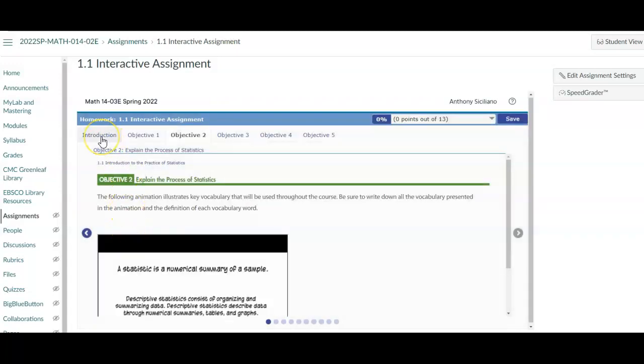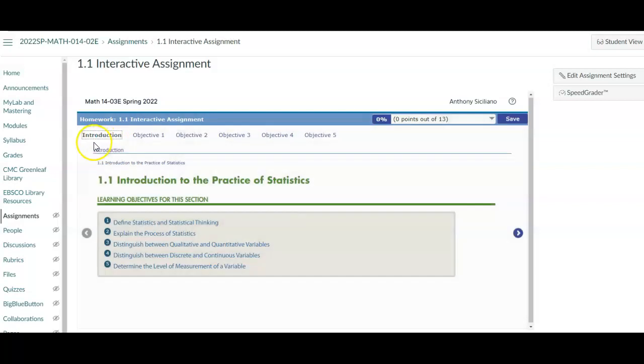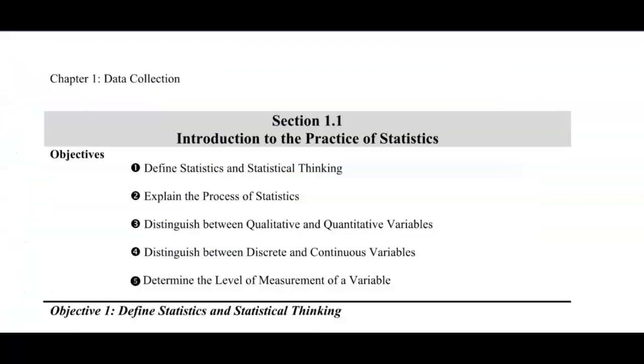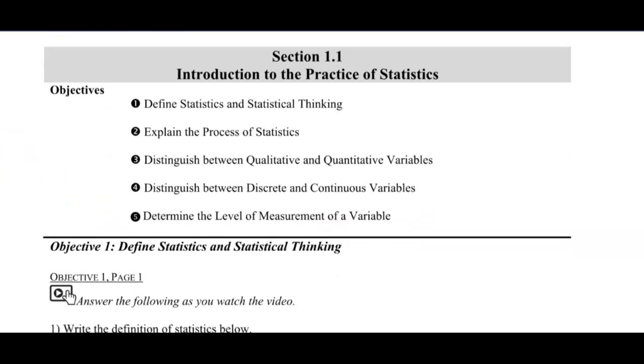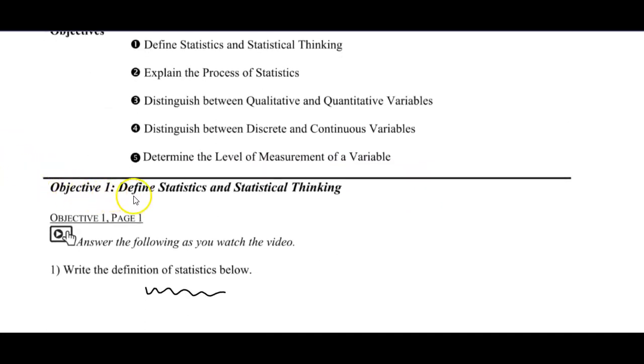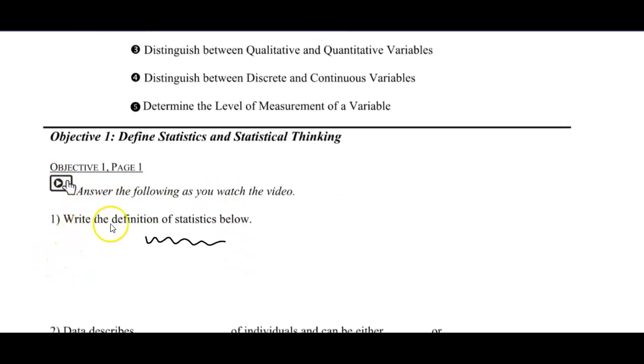And then I'm going to show you right here where it says introduction. So here at this introduction, at the beginning of this interactive assignment, you're going to see the title of the section and then the learning objectives, which is the exact same as what you see here with the guided notebook. Now, if I scroll down a little further, it says Objective 1, Define Statistics and Statistical Thinking. And then below that, you have this icon where it says press the play button and then answer the following as you watch the video. So number 1, it says write the definition of statistics below.